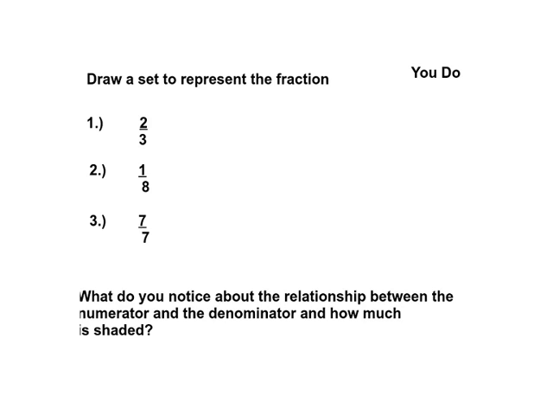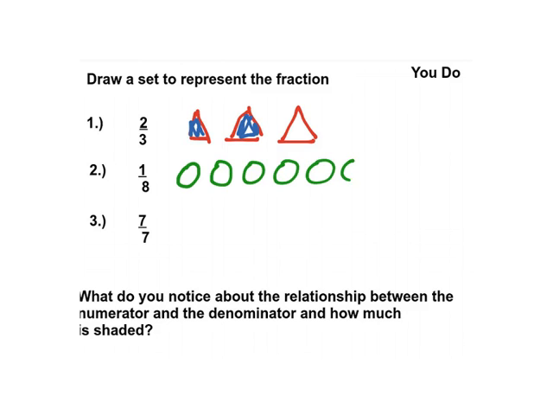Okay, I'm going to make mine a little bit easier this time. I'm going to do triangles for my 2/3. So I know that I have to have 3 triangles. My numerator tells me to shade in 2. I have 2 out of the 3 shaded. How about 1/8? Well, how many pieces do I have? I have 8 pieces, and I'm just going to do circles. 1, 2, 3, 4, 5, 6, 7, 8. And it wants to know how many do I need to shade. Well, the answer is my numerator, and that says 1, so I'm just going to shade 1.